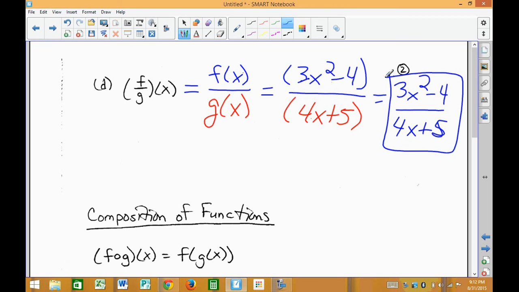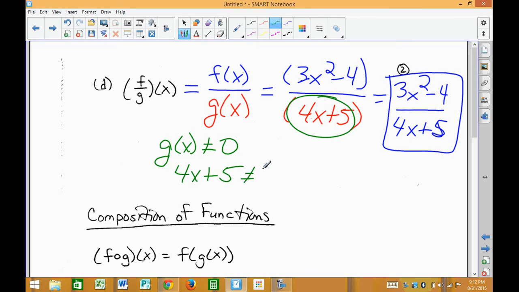And the issue that we talked about earlier was that g of x is not allowed to be 0. Now g of x is right here. 4x plus 5 cannot be 0. So when we set up this little inequality, we can solve for x, and that will tell us where g of x will not be equal to 0, or cannot be equal to 0. Because if we did put that number in, it would cause a 0 on the bottom, and that would be an undefined situation, and we don't want an undefined situation.